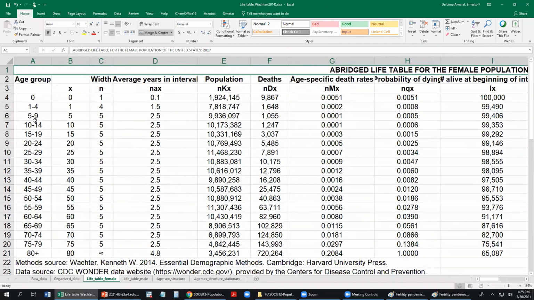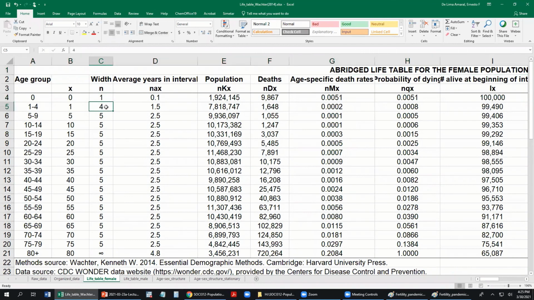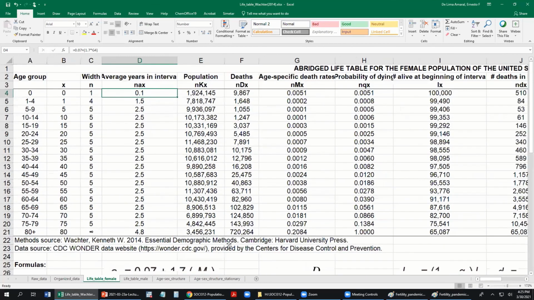And then I have the age groups, the age at the beginning of the age group that I'm going to use at the end, the width, how many years in each one of these age groups. This one is only people dying below age 1, so just 1. Width, 4 ages, 5, and then infinity. And the average years in the interval, that's going to be important for us to calculate the big LX column, is the first exercise that applies some formulas.